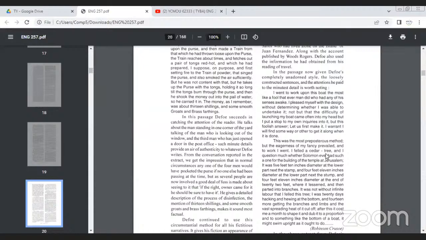I felled a cedar tree, and I question much whether Solomon ever had such a one for the building of the temple at Jerusalem. It was 5 feet 10 inches diameter at the lower part next the stump, and 4 feet 11 inches diameter at the end of 22 feet, after which it lessened and then parted into branches.